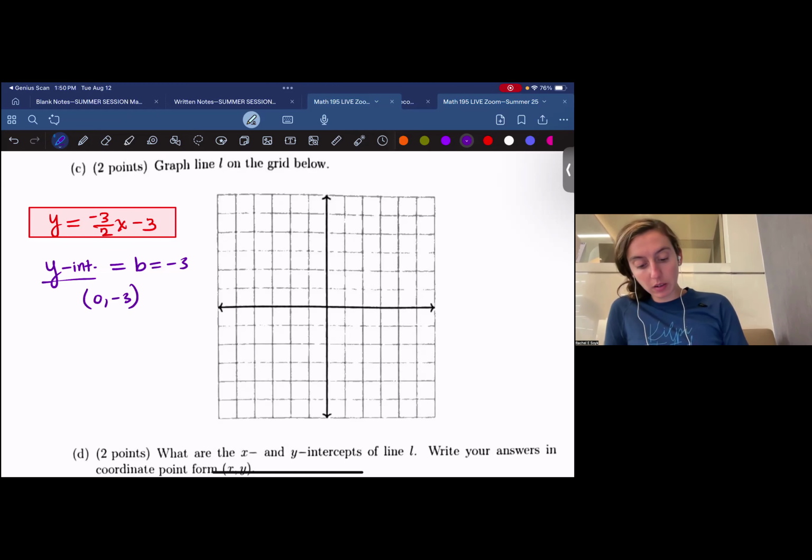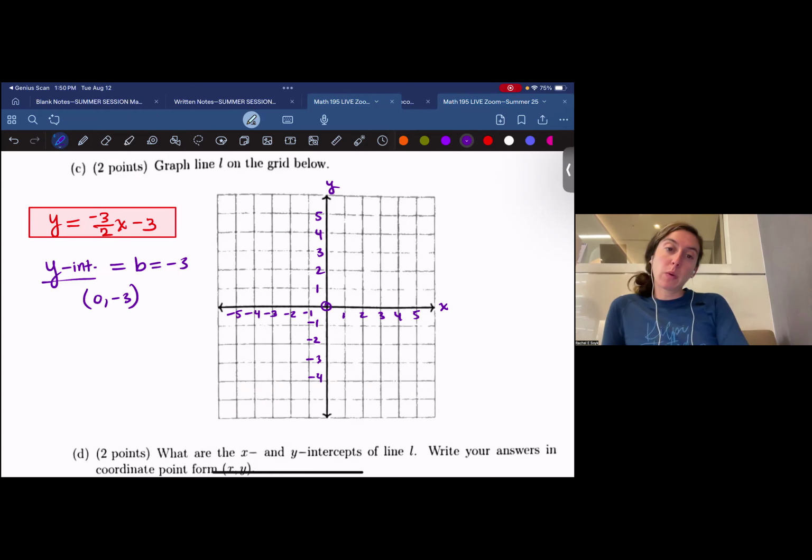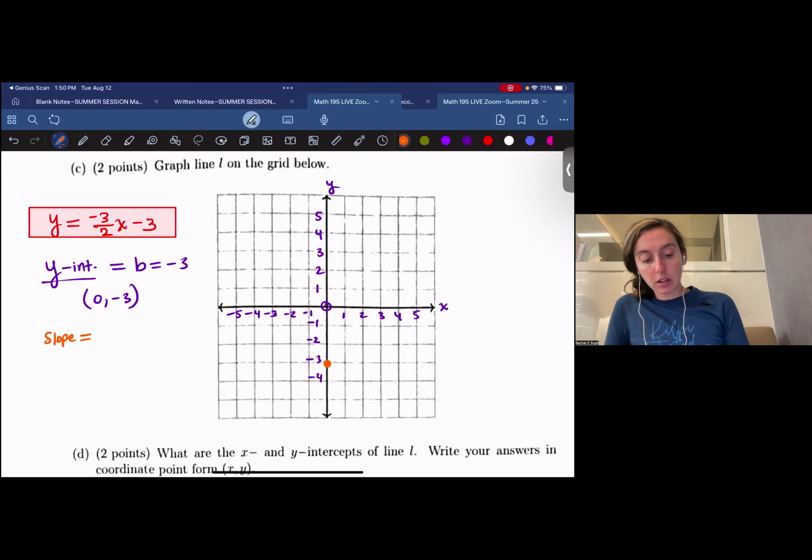As a coordinate point, that's (0, -3). Anytime you're graphing, you need to put in a proper scale, otherwise you will not yield full credit. This is a very easy way to get full points, or even to just get partial points for a question. Label your x and y axes, and then we can go ahead and plot our y-intercept. Always plot your y-intercept first, and then look at your slope and plot your additional points from there.